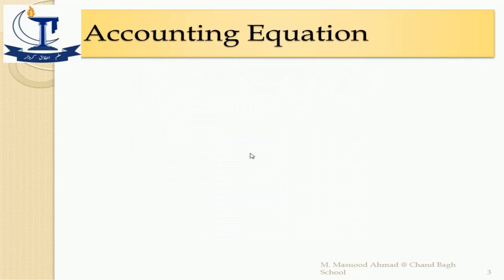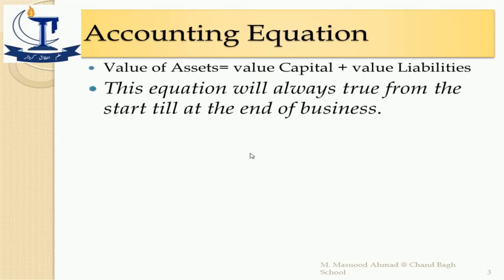So what is the accounting equation? We can write it as: value of assets is equal to value of capital plus liabilities. You can simply write it as assets equal capital plus liabilities, and this equation will always remain equal. Say you have $80,000 assets, and the sum of capital and liabilities is also 80,000. So this equation is always true from the very beginning till the very end of the business.